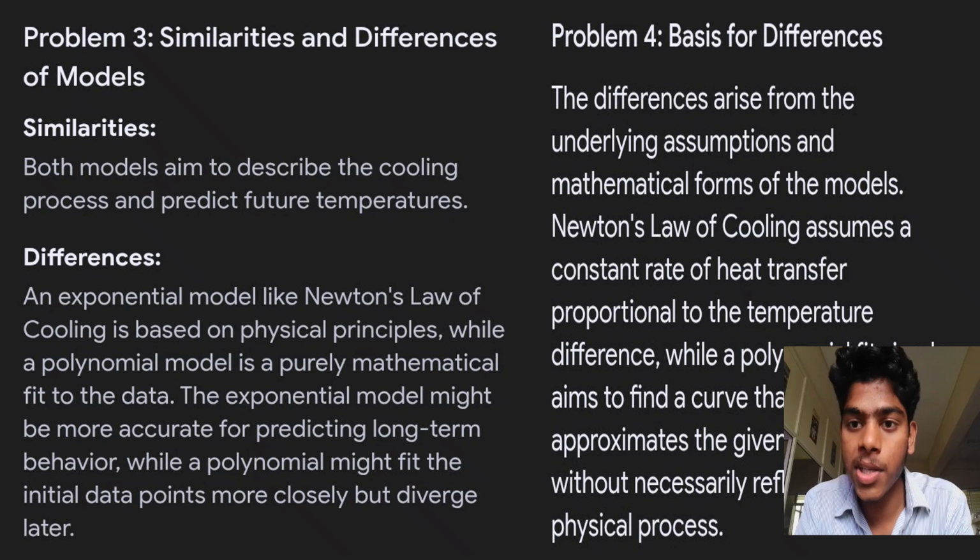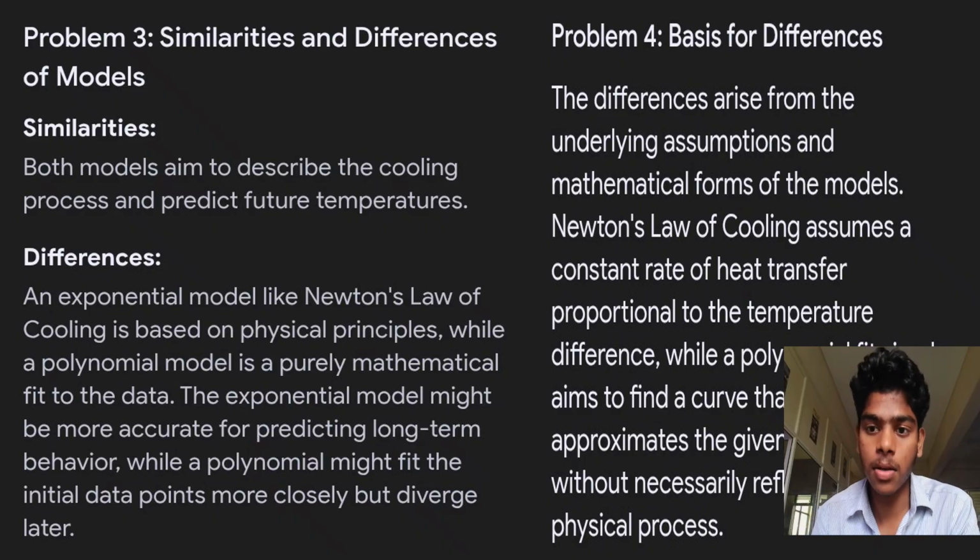Our fourth point is the basis for differences. The differences arise from the underlying assumptions and the mathematical forms of the models. Newton's law of cooling assumes a rate of heat transfer proportional to the temperature difference, while a polynomial fit simply aims to best approximate the given data without necessarily reflecting physical processes.